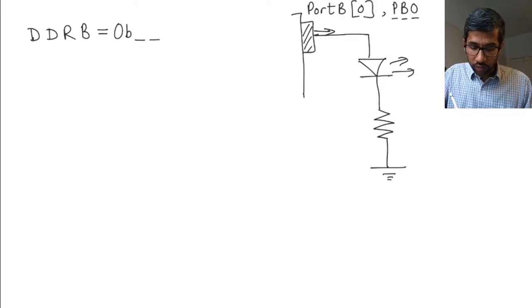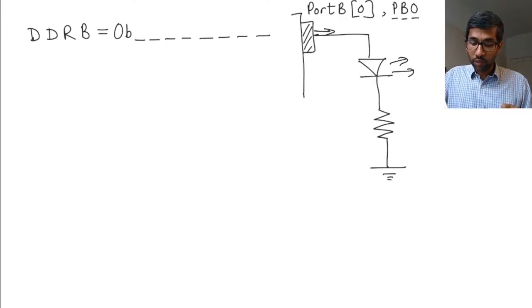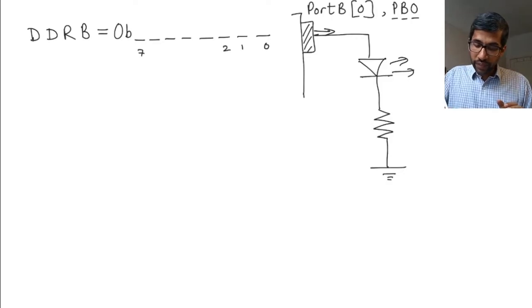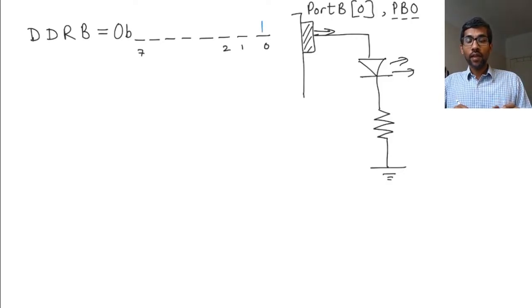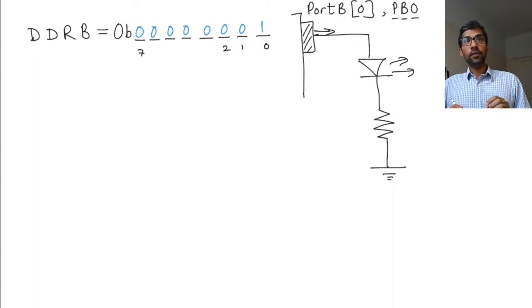So the data direction register will have 8 places: 1, 2, 3, 4, 5, 6, 7, 8. It's going to be 8 bits long. And the way this works usually is this bit is associated with 0, 1, 2 till 7. So which of these bits do I want to set to 1 to set PB0 as an output? I want to set this bit as 1, right? And I don't care what the other bits are, so I'm just going to fill it up with zeros. So what have I done? I have set my port B as an output.